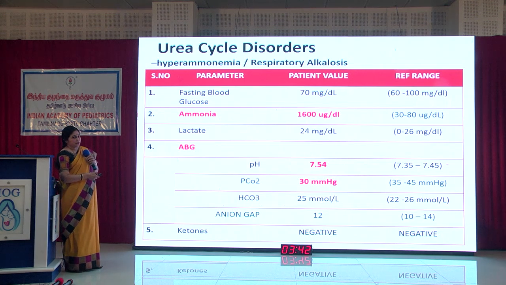Blood glucose is usually normal. Ammonia levels are very much elevated. Lactate is normal. And ABG finding, what do you get? Because ammonia stimulates the respiratory center, you get respiratory alkalosis. Ketone bodies are negative.